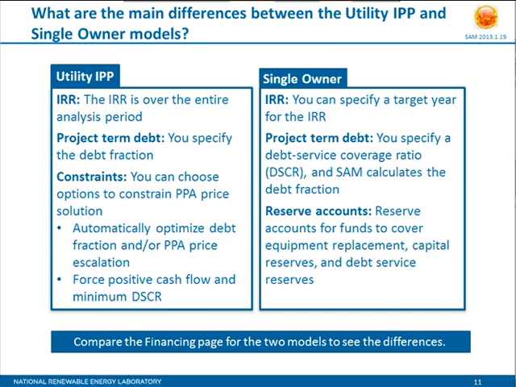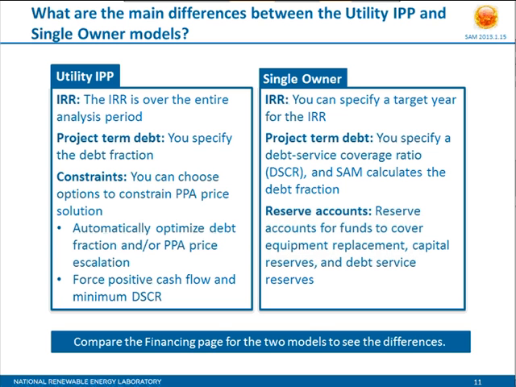Here's a summary of the differences between the IPP and the single owner models. The IRR for the utility IPP model is over the entire analysis period, whereas for single owner you can specify the target year for the IRR. As I mentioned before, project term debt is handled differently between the two models.